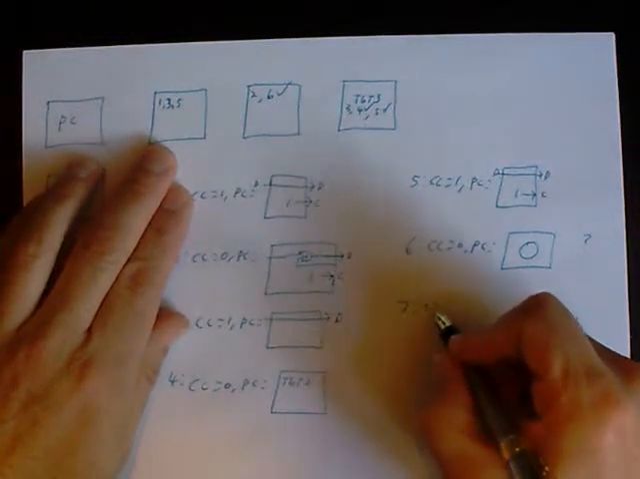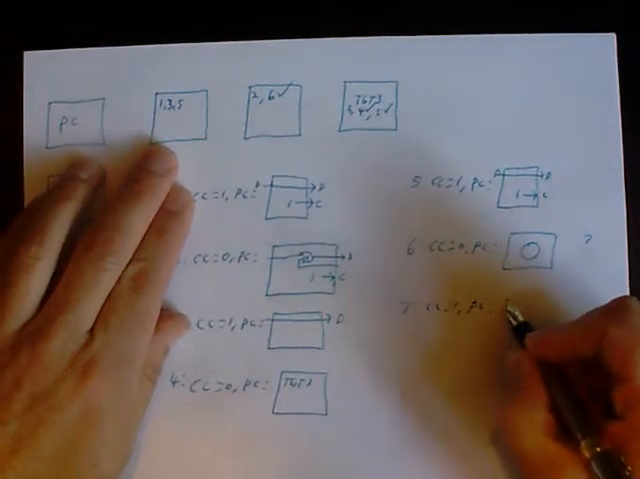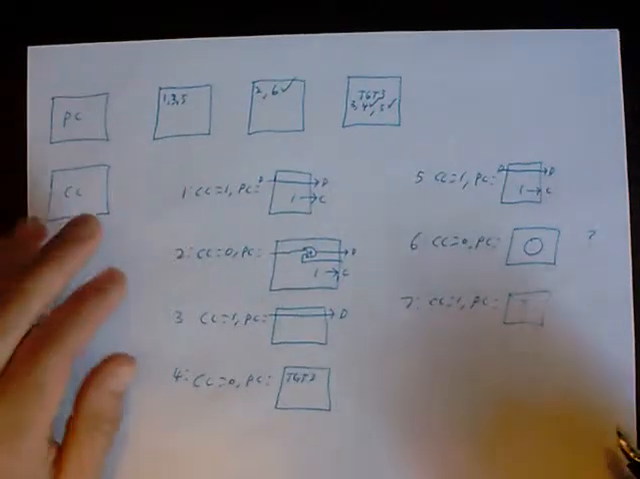And then in step 7, control channel equals 1, PC equals whatever we want to put into there.